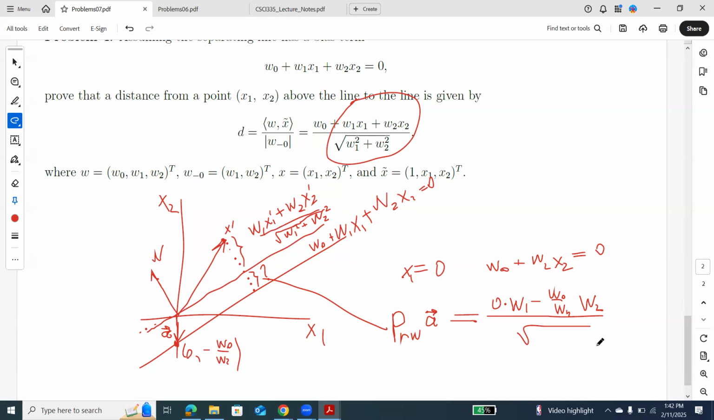Okay, so that's it for today. I just wanted to introduce which metrics we are using for classification, and what is the geometry of linear classifier.